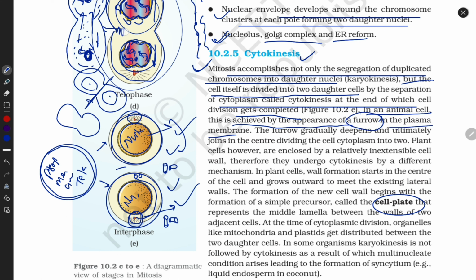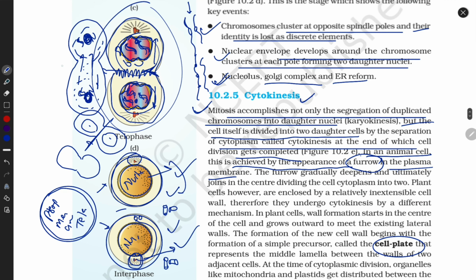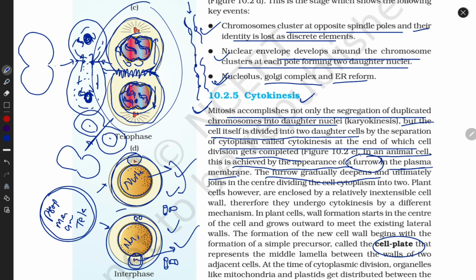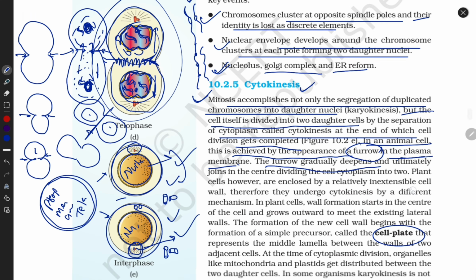They make a furrow, a notch like this. This is the notch. They make a furrow in the plasma membrane. The furrow gradually gets deeper. This is the furrow, guys. Now this furrow gets deeper and deeper, more deep, more deep, and then the cell is divided into two cells.